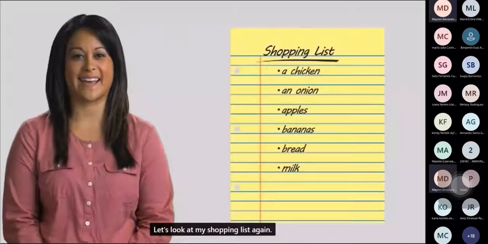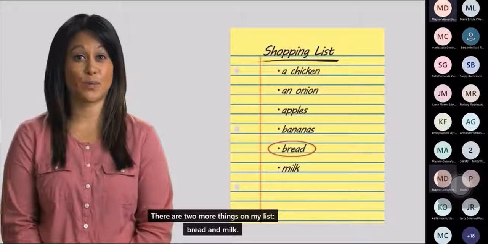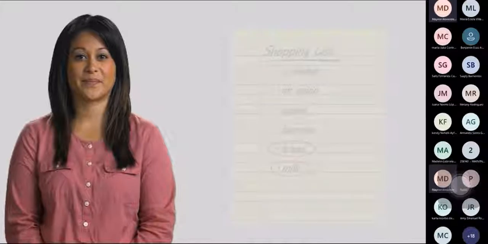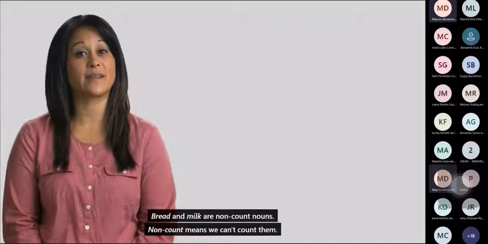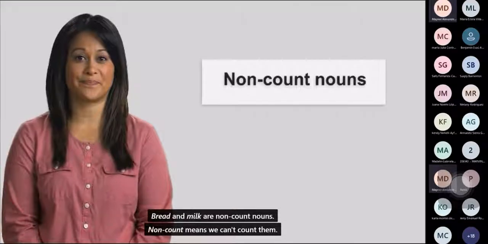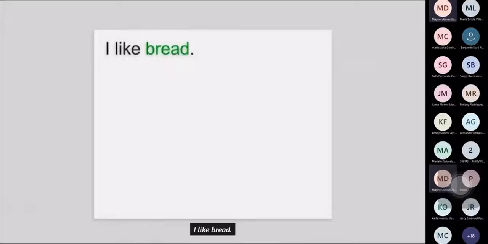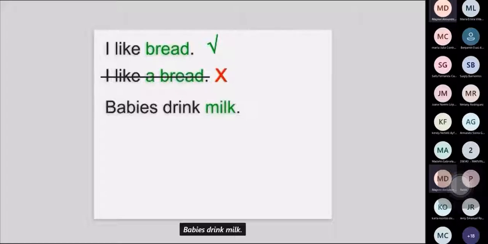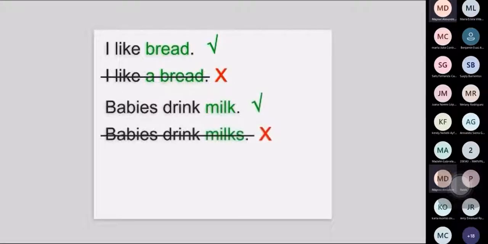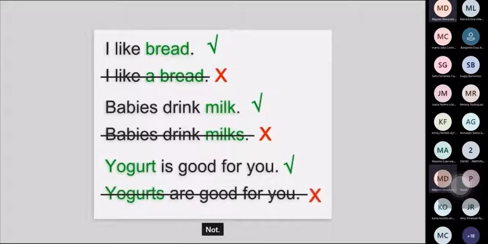Let's look at my shopping list again. There are 2 more things on my list, bread and milk. Bread and milk are non-count nouns. Non-count means we can't count them. They are not singular or plural. I like bread, not a bread. Babies drink milk, not a milk. Yogurt is good for you, not a yogurt.